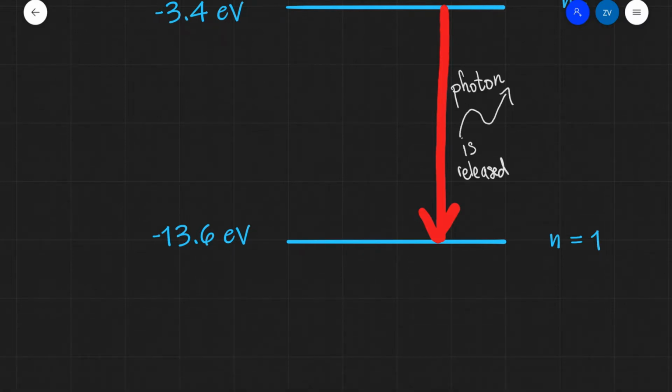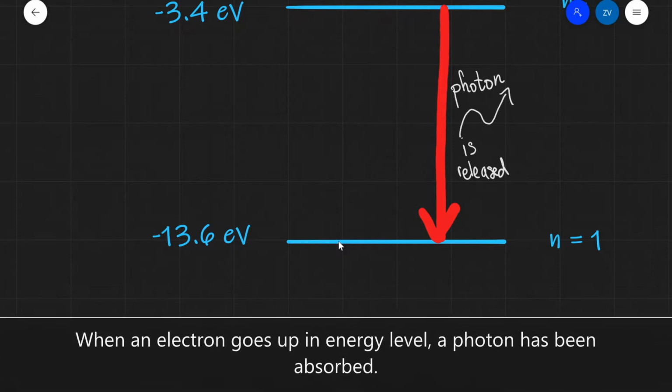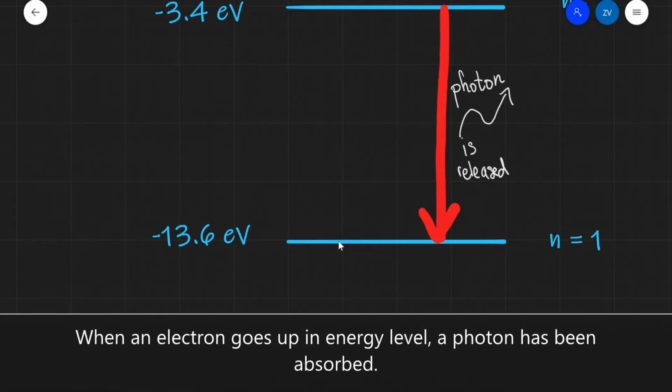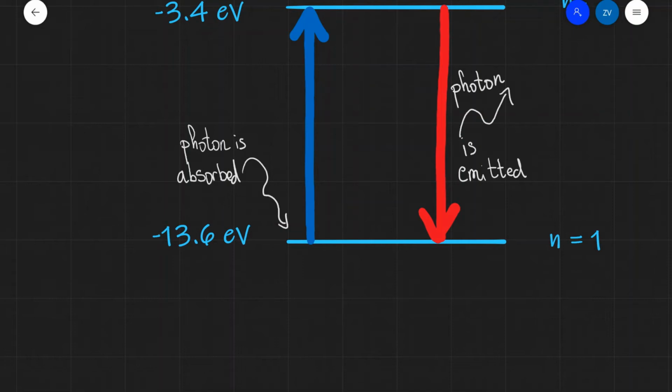On the other hand, if we have an electron which is already in the ground state, it's at its lowest energy, and then we bombard that electron with some photons, this electron could jump an energy level. So from minus 13.6 it will go up to minus 3.4. If that's the case, this is an indication that a photon has been absorbed. This is just pure energy conservation.